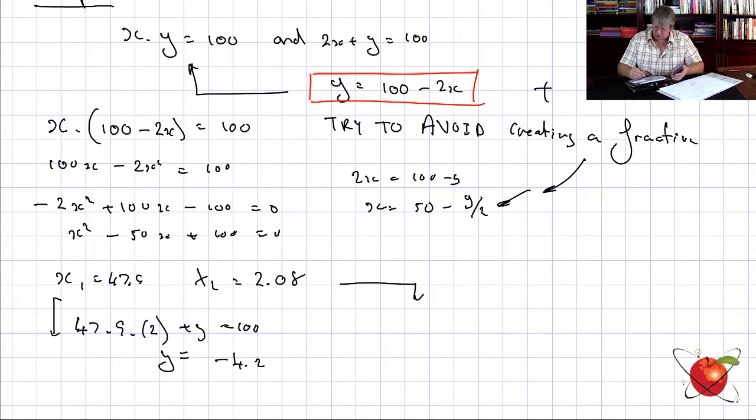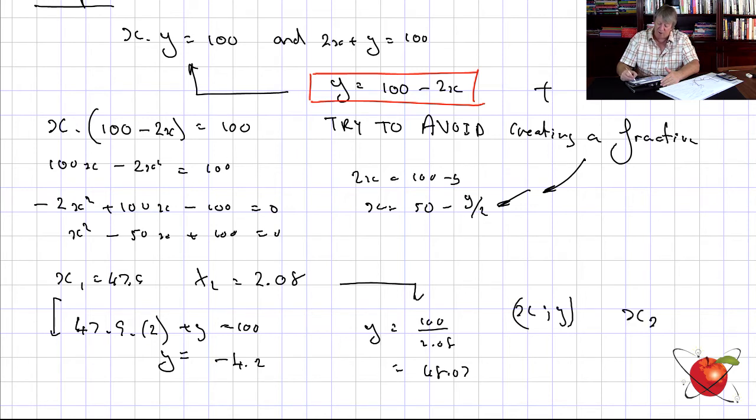And the other one, we put in the 2.08, and I can always say that y is also equal to 100 divided by 2.08, depending on which way you want to go. 100 divided by 2.08 is going to be equal to 48.07. All right. So what are we getting? You can see they're very close to each other. We're getting coordinates x1, y1, and x2, y2.